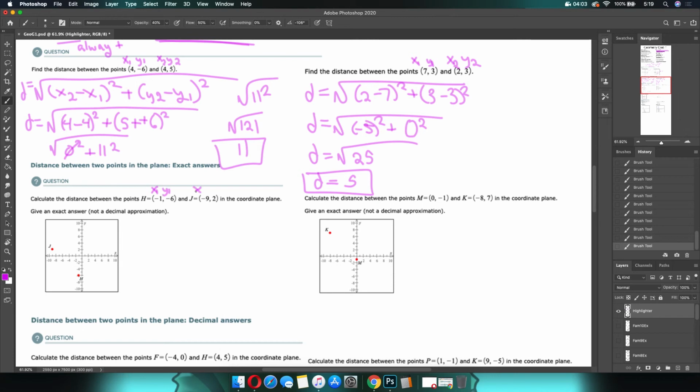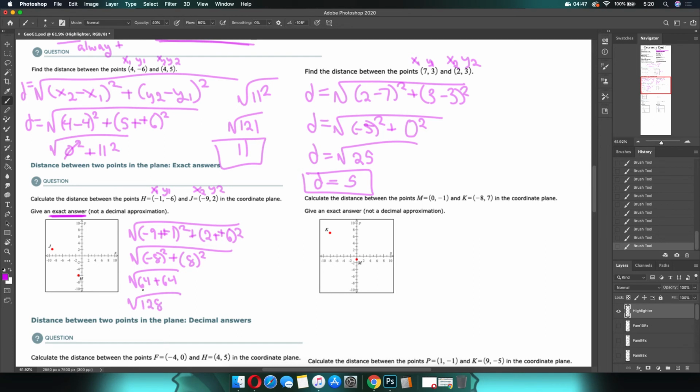x1, y1, x2, y2. So what we have is going to be x2, negative 9, minus x1, negative 1, squared, plus y2, which is 2, minus y1, which is negative 6, squared. And I'm going to take a note on something. See how it says exact answer? That means this is not going to divide evenly, so we want to keep that in mind. When we do this out, double negative is a positive, double negative is a positive. Negative 9 plus 1 is negative 8 squared, plus 2 plus 6 is 8 squared. So that's going to be 64 plus 64, which is 128.